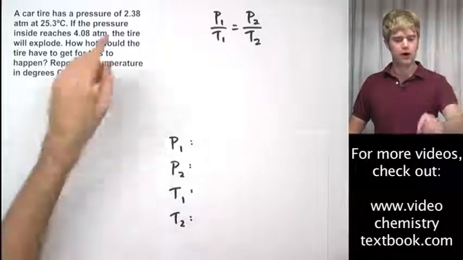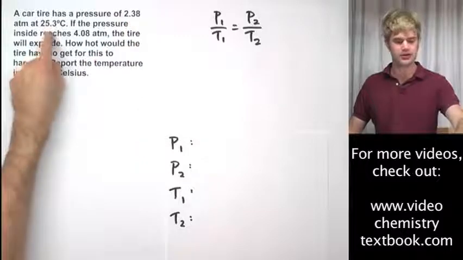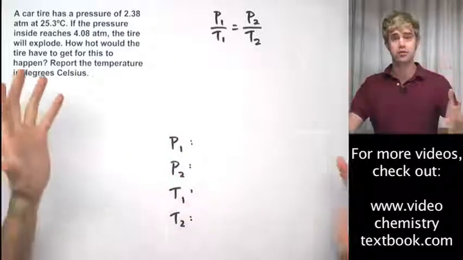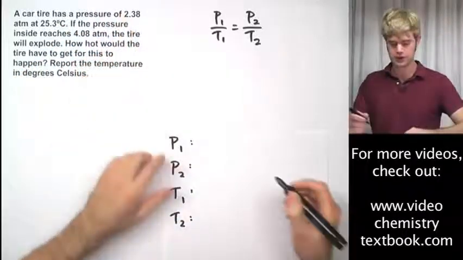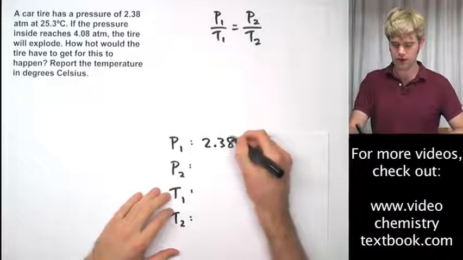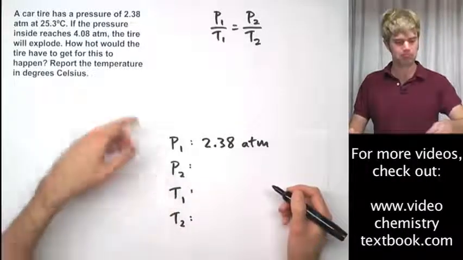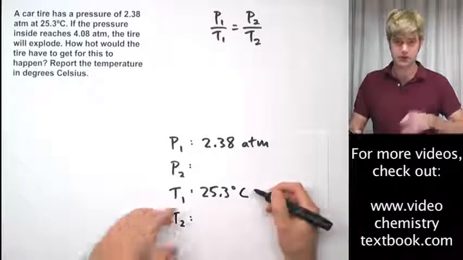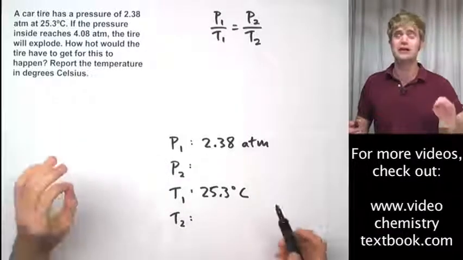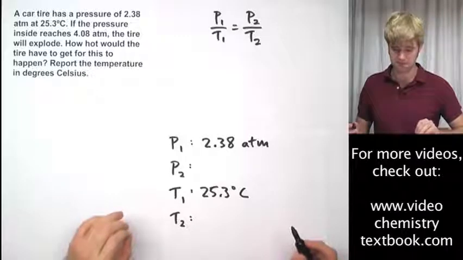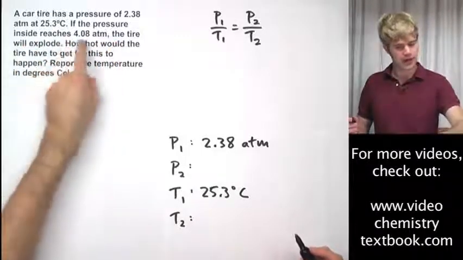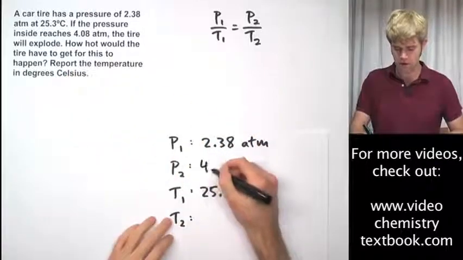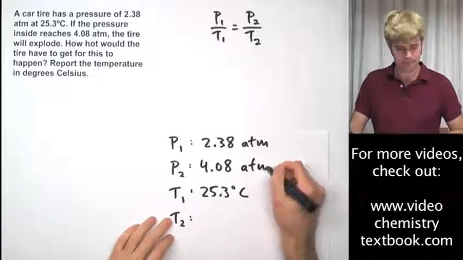So we're starting with this initial pressure and this initial temperature, and then we're saying that we're going to raise the temperature, which is going to cause this increase in pressure. Okay? So our initial pressure is going to be 2.38 atm. And our initial temperature is going to be 25.3 degrees Celsius. But remember, we're going to have to end up converting that into Kelvin in a minute before we can use it in the equation. Now, if the pressure inside reaches 4.08, so that's what the pressure is going to be after the change, there's our P2, 4.08 atm. What's the temperature going to be?